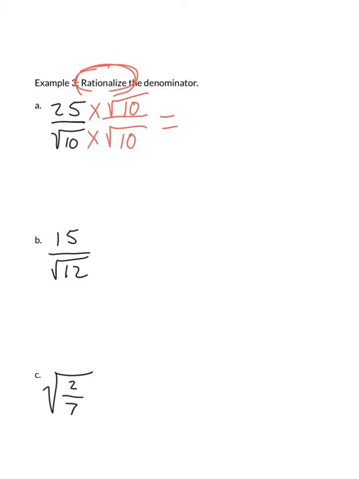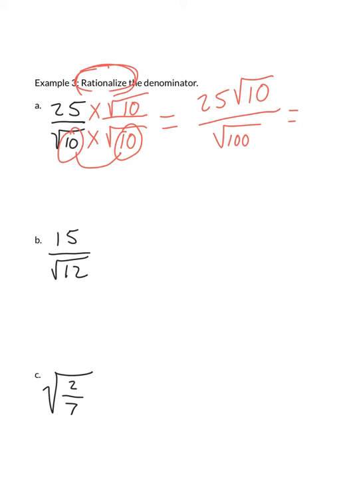So on top, I have 25 times the square root of 10. I just mush it together because 25 is not the same type of number as square root of 10. 25 is not under a square root symbol, so that's why it stays in front of the square root symbol. On the bottom, I can combine these because both 10s are under a square root symbol. They're the same type of number. So if I bring over the square root symbol, I can do the 10 times the 10 for 100.